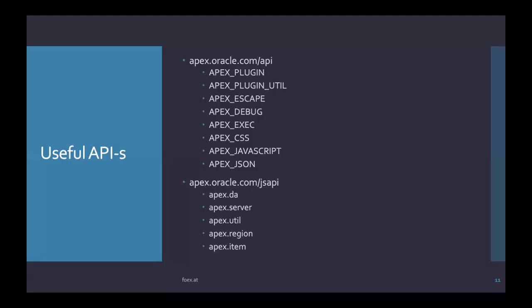Keep that in mind. Also, apex.server, a great namespace. That one helps you with server-side communication. So Ajax communication happens via apex.server.plugin. So here you have a list of the most widely used APIs.